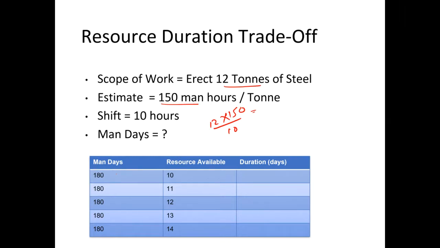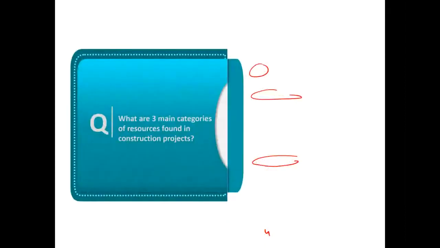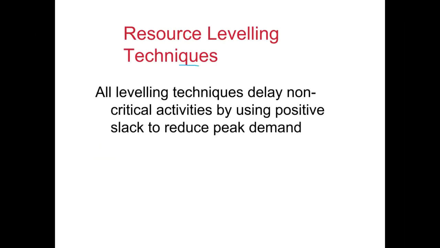And then we have got an option. We could bring in more resources. So for instance, if we bring in 10 resources, we will be able to deliver this work in 18 days. But if we bring more resources, possibly 180 by 14, you could possibly deliver it in a much earlier period.